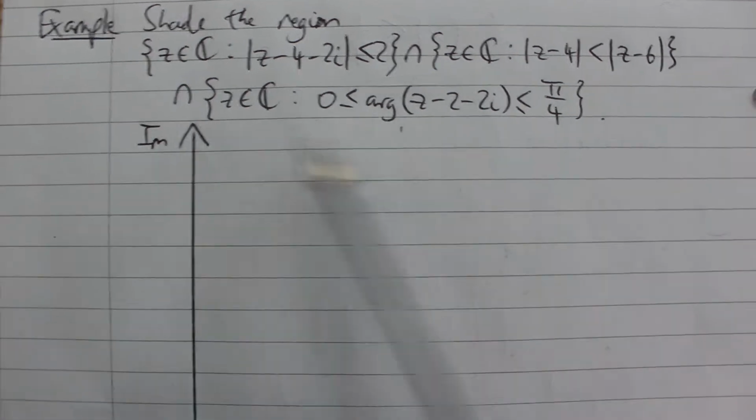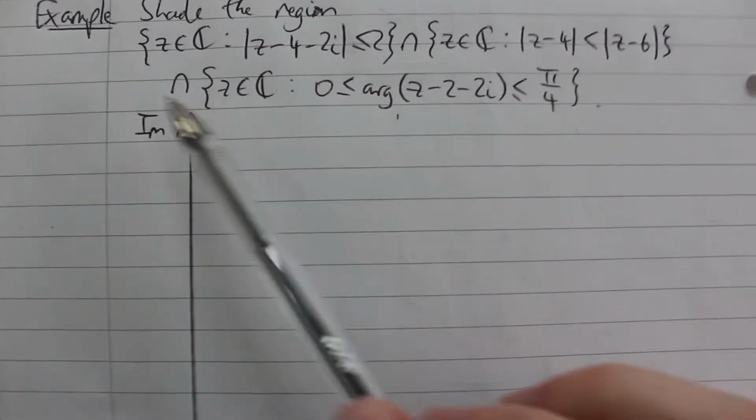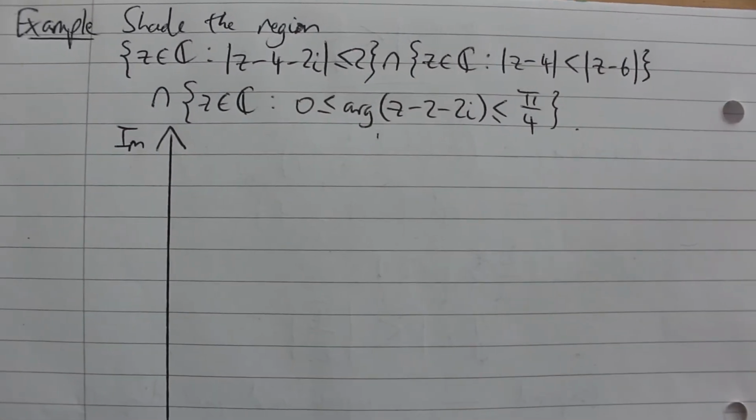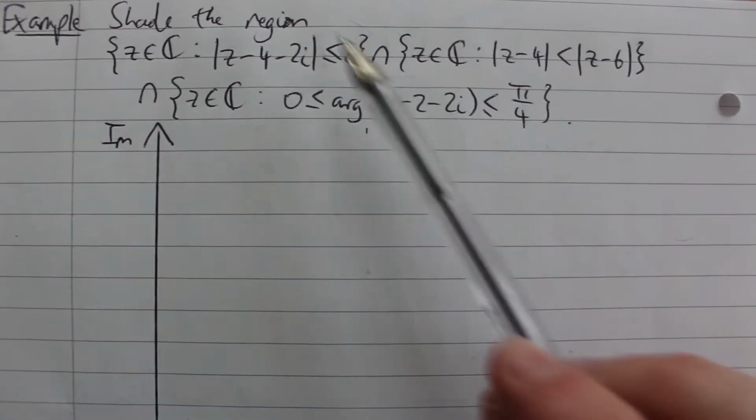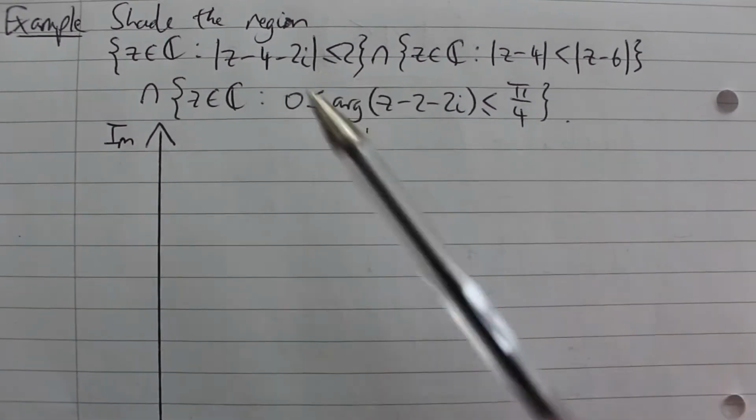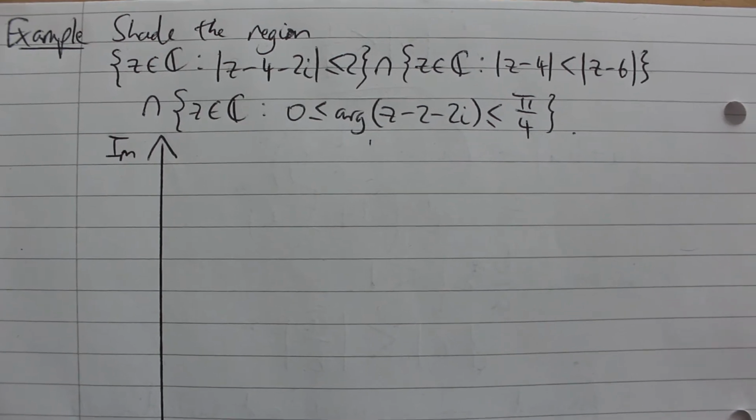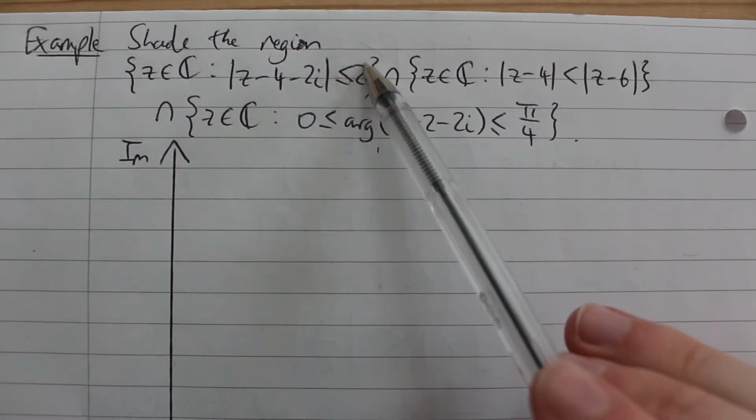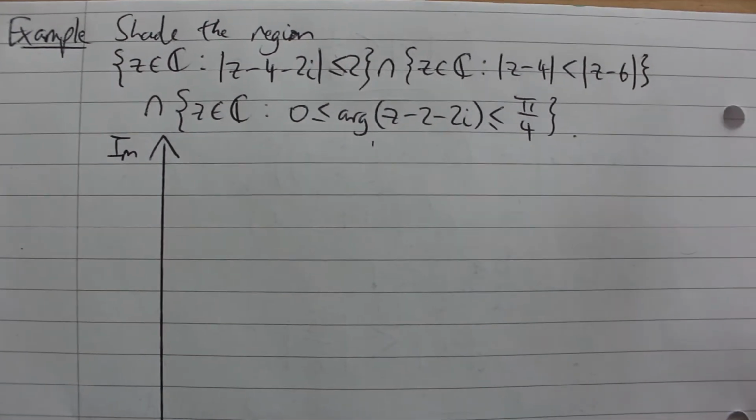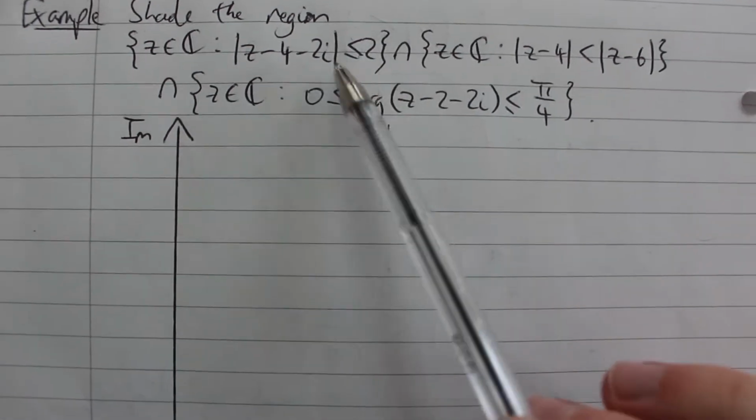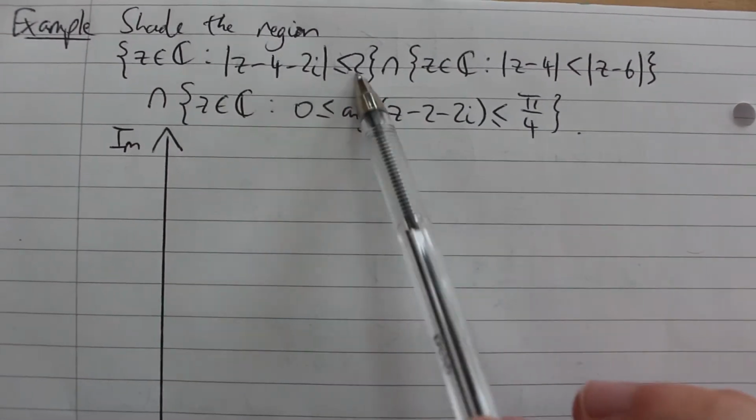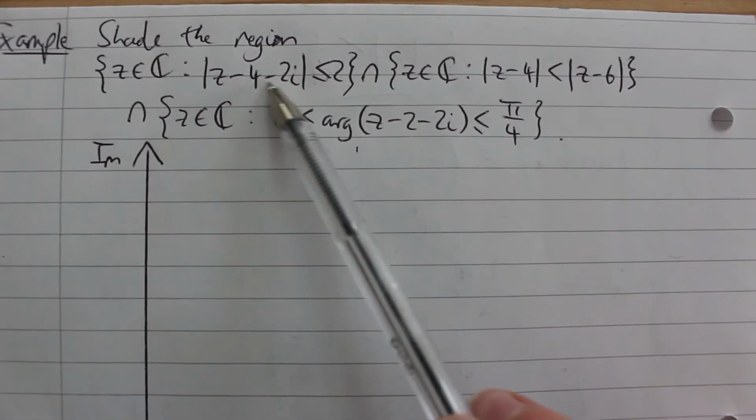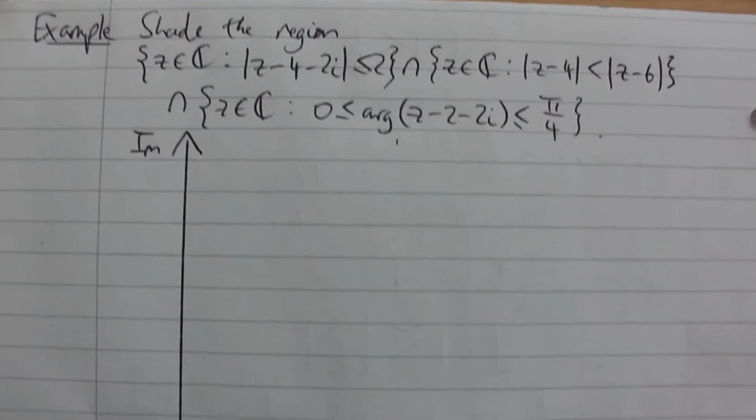So first of all, the first set is the set of complex numbers z such that the modulus of z minus 4 minus 2i is less or equal than 2. The less or equal than matters, because when you're shading regions involving inequalities, if it's less or equal than, you'll have a solid line, and if it's a strict inequality, less than or greater than, you'd have a dashed line. So we're going to need a solid line. What's the locus of points satisfying this? Well, it's a circle centered at 4 plus 2i of radius 2.